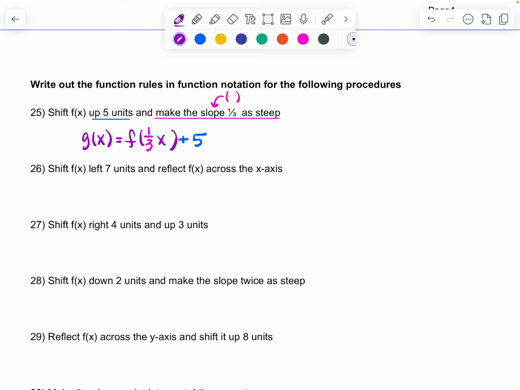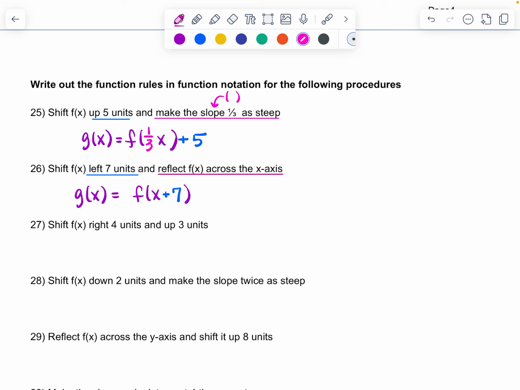Okay, here we go. g of x equals, and again, it's like f of x. We're taking the f of x and doing stuff to it. The first thing is left 7. Left is a horizontal movement, which means that number needs to be inside the parentheses with the x. So I'm going to scooch that over. And for left 7, remember it's the opposite, so I'm going to put a plus 7 in the parentheses.